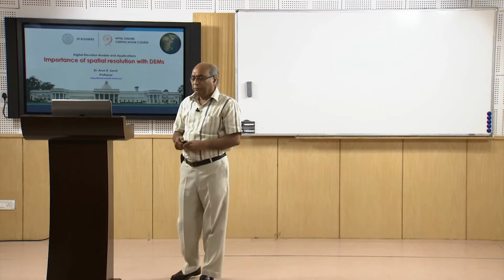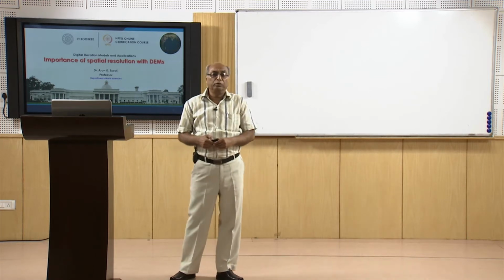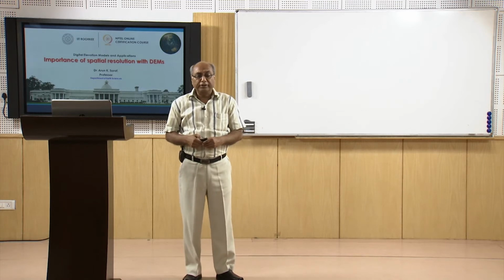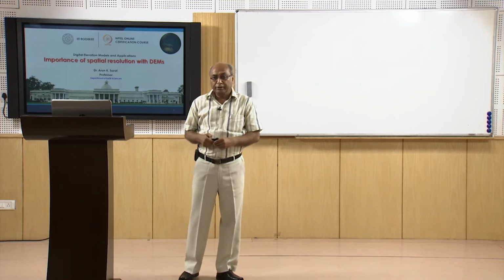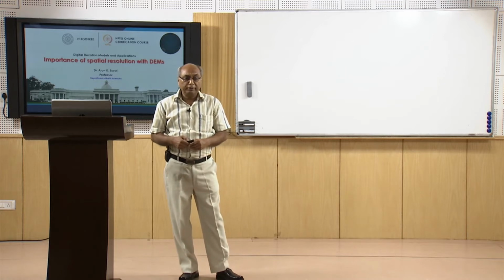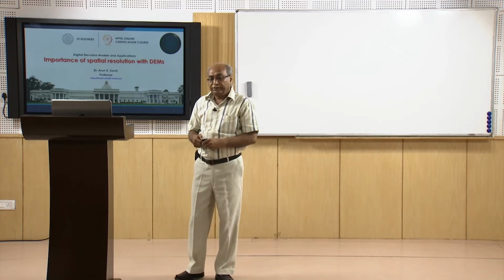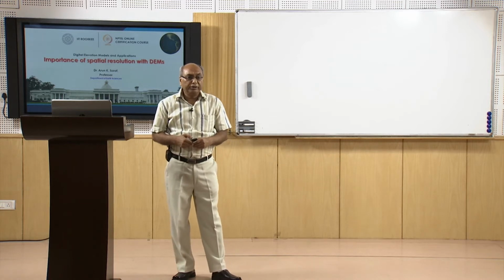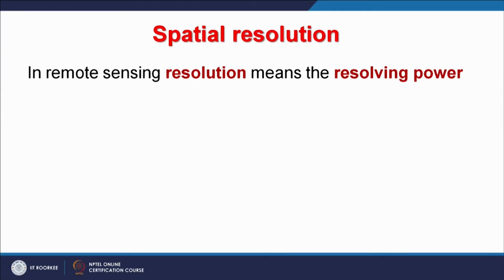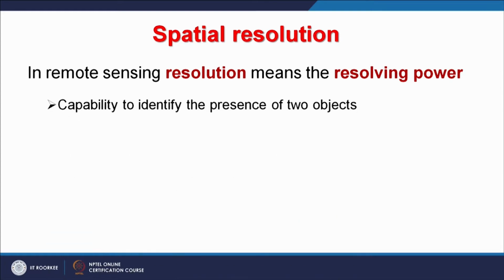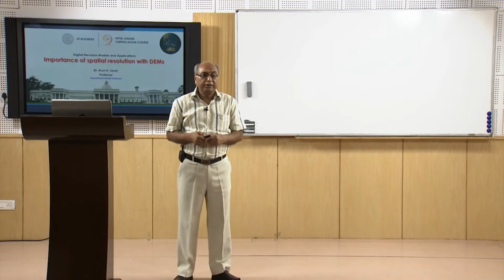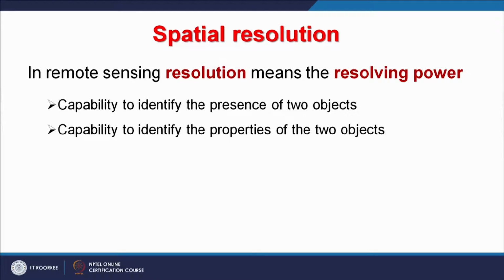So, first, what is spatial resolution? Those who have gone through the courses on GIS and remote sensing might know what spatial resolution is, but for those who haven't, just for refreshing their memories, in remote sensing resolution means the resolving power. That basically means the capacity to identify the presence of two objects which are very closely spaced, and the capability to identify the properties of two objects.